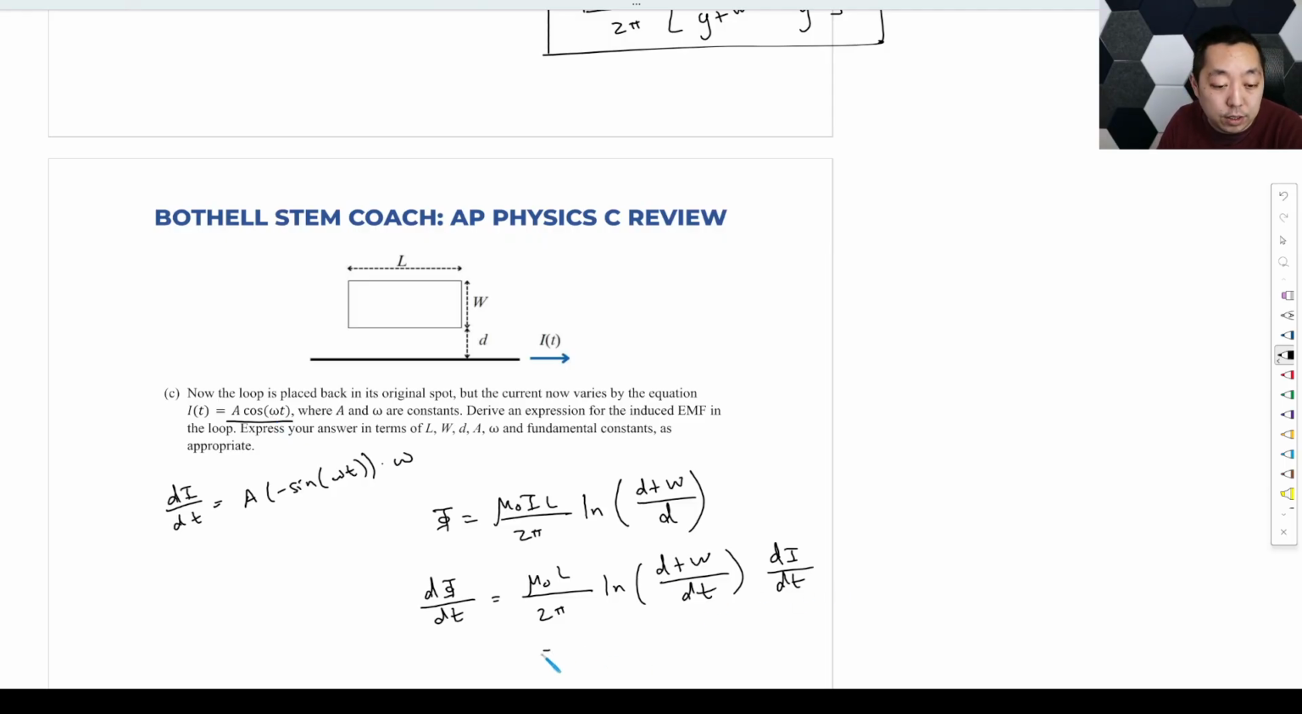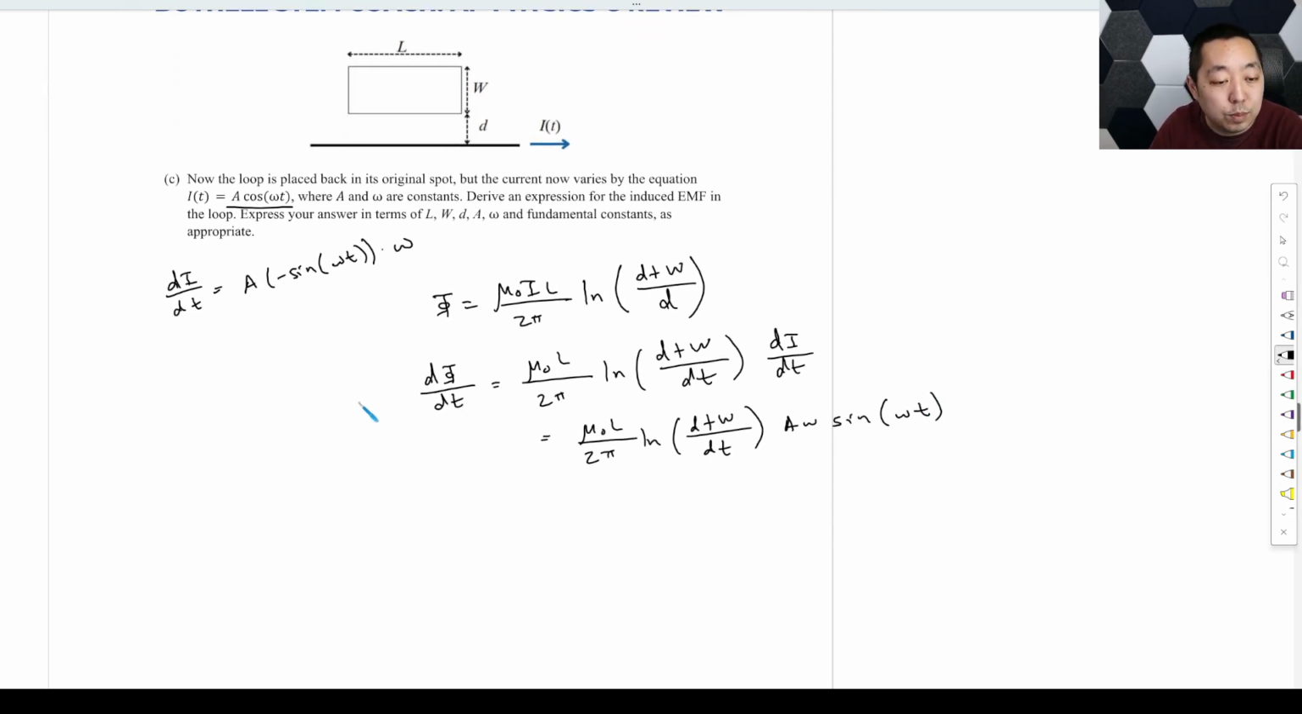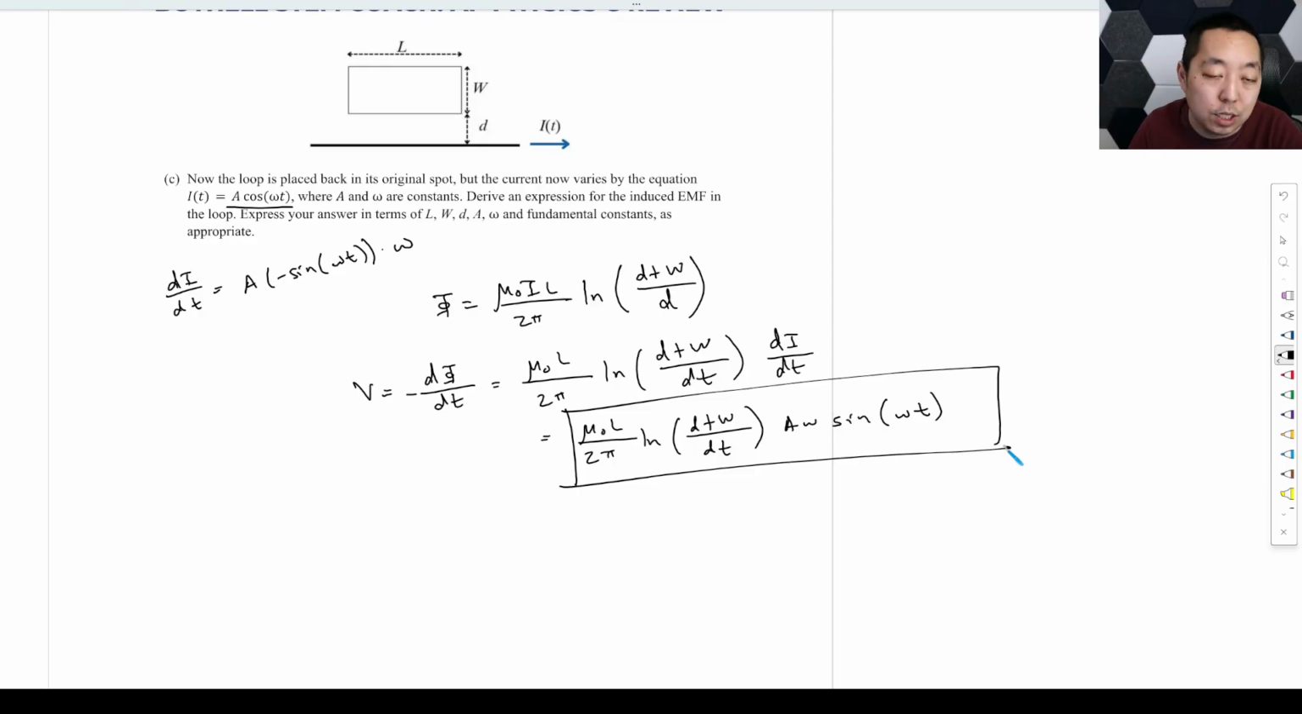So then we're going to get mu naught L over 2 pi ln of (d plus w over d) times d/dt, and just make it omega sine of omega t. If you want to be purely notational, you can put a negative sign here, and that will cancel out the negative sign there. But when you're asking for the magnitude of the induced EMF, that's all that usually matters, not if it's positive or negative. We use Lenz's law to dictate which way the direction of the current is going to go. So we don't really care what the sign of the voltage is.